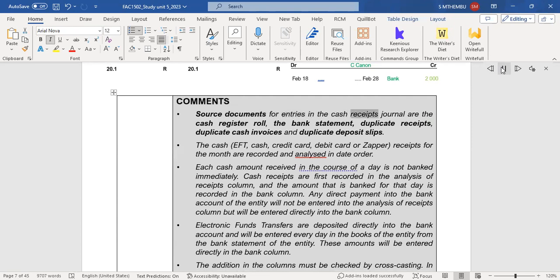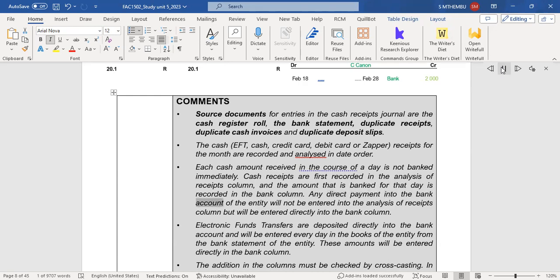Source documents for entries in the cash receipts journal are the cash register roll, the bank statement, duplicate receipts, duplicate cash invoices, and duplicate deposit slips. The cash, EFT, credit card, debit card, or Zapper receipts for the month are recorded and analyzed in date order. Each cash amount received in the course of a day is not banked immediately. Cash receipts are first recorded in the analysis of receipts column, and the amount that is banked for that day is recorded in the bank column.